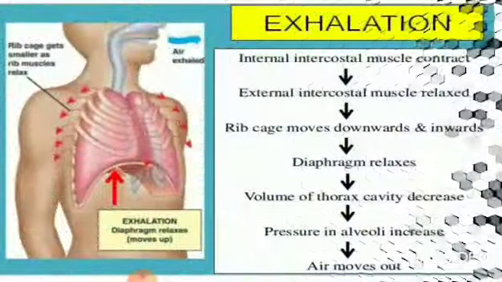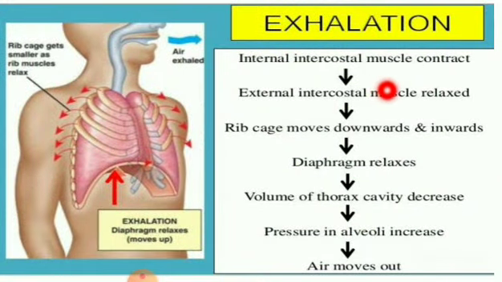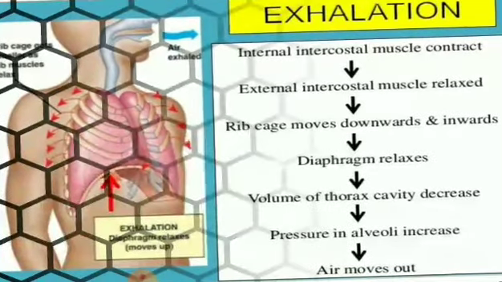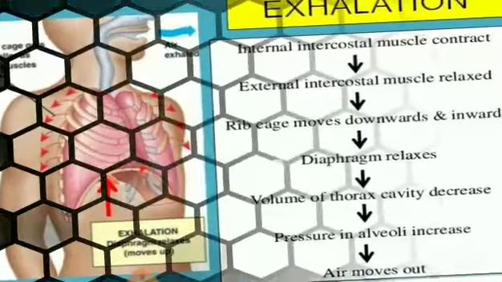What is exhalation? Internal intercostal muscles contract. External intercostal muscles relax. The rib cage moves downwards and inward. Which one is the rib cage? This is the rib cage. The diaphragm relaxes at the time of exhalation. Volume of the thoracic cavity decreases. Pressure in the alveoli increases. Air moves out. These are the processes of exhalation. Do you understand, children?